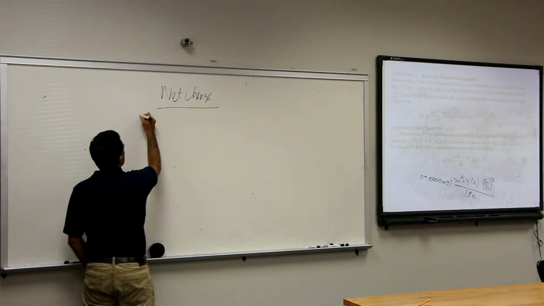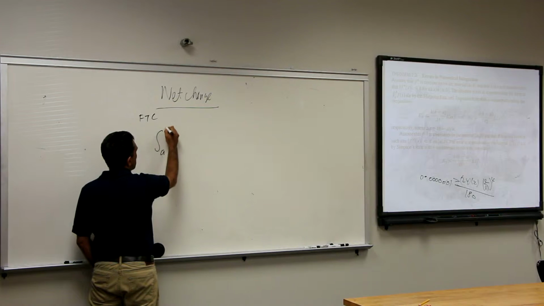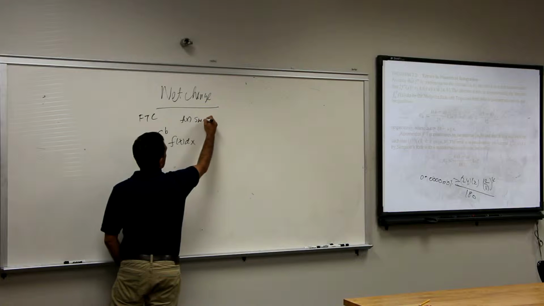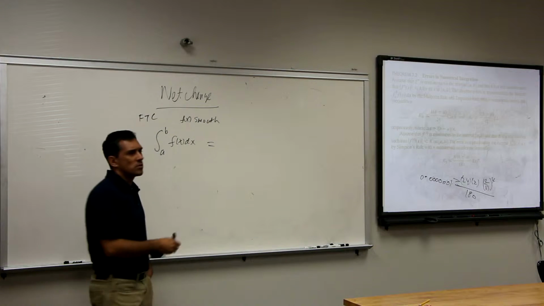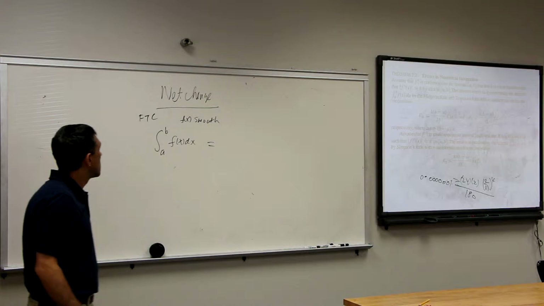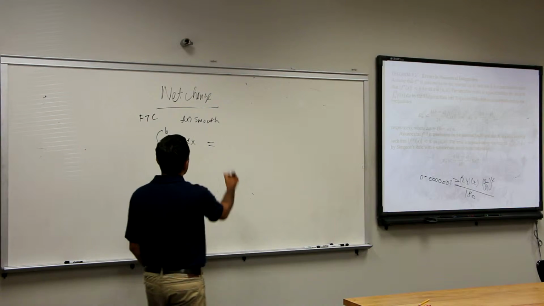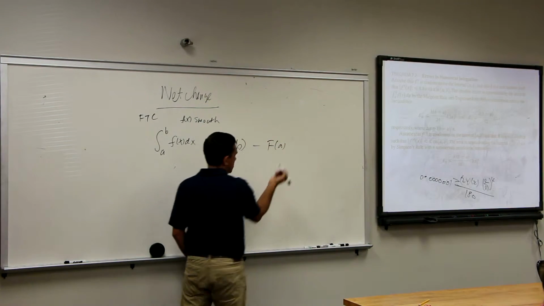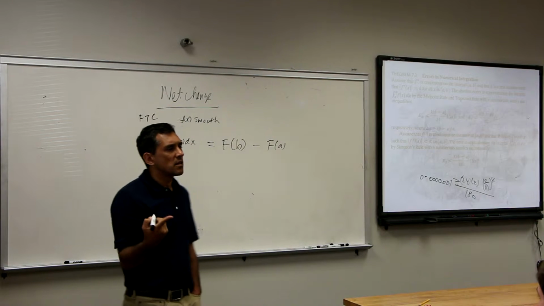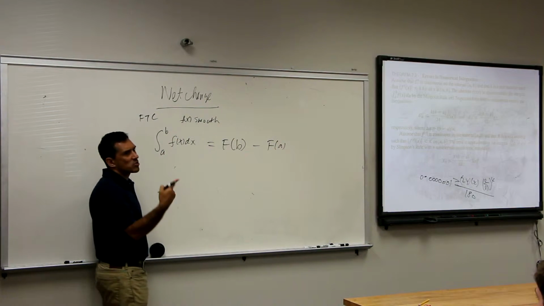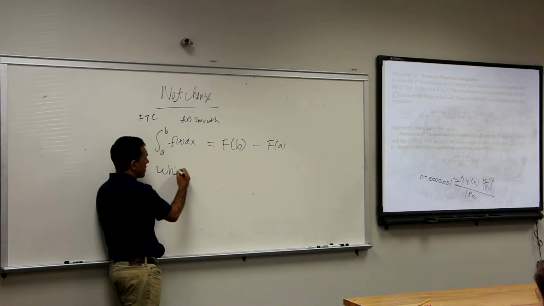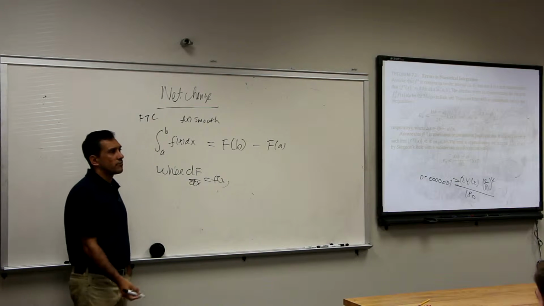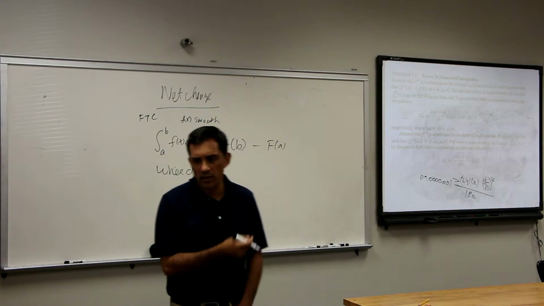The fundamental theorem of calculus says what? If you integrate a function from a to b, f of x dx, and if f is smooth, what is this equal to? Big F of x, evaluated at b minus big F evaluated at a, where big F is the antiderivative of little f. That is, the derivative of big F is little f. This is the fundamental theorem of calculus.